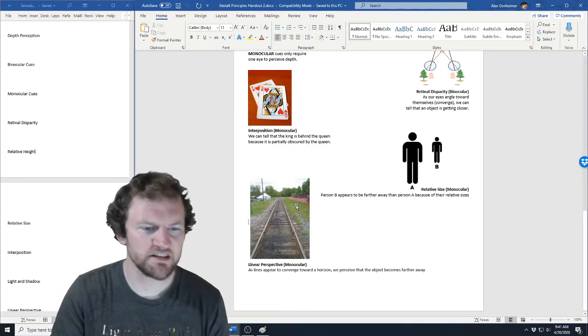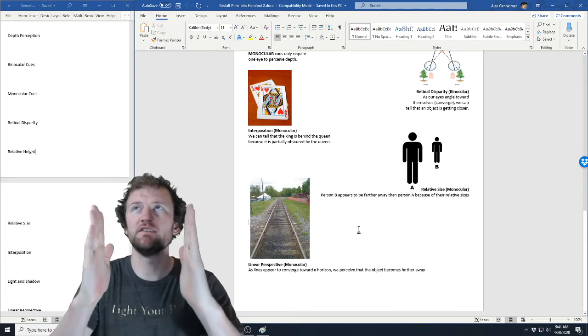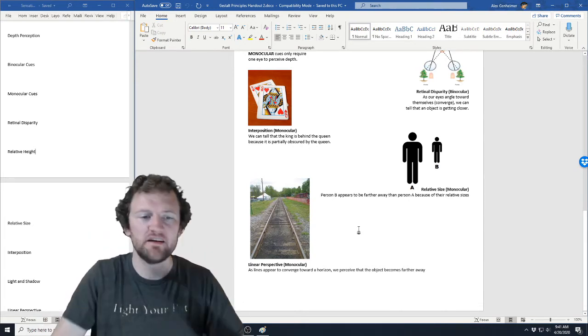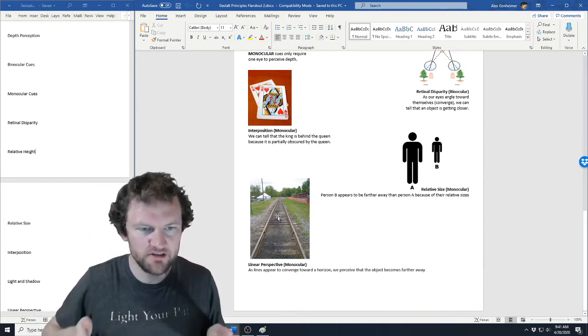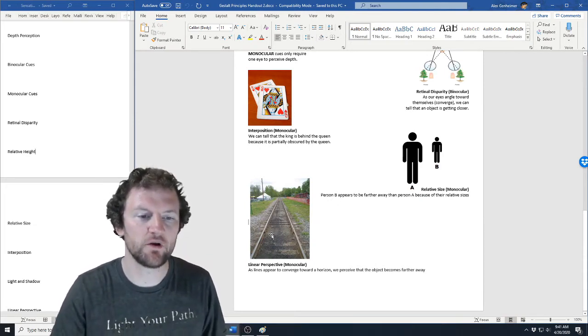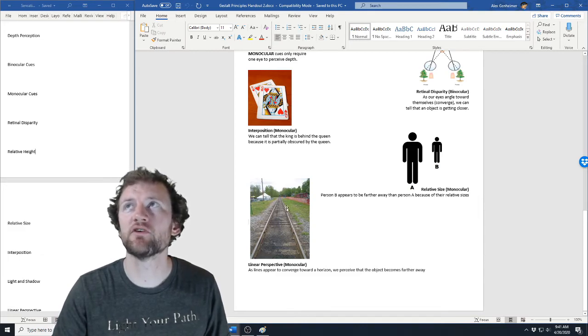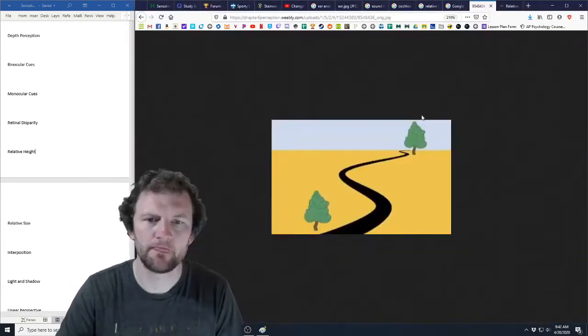Last one on this worksheet is linear perspective, which is when there are 2 lines that converge and get closer to each other, we perceive that as getting farther away. So this railroad track here, when the lines are farthest away from each other, we perceive that as being close to us, and as the lines get farther away into the distance, they get closer to each other, and we perceive this as being depth.